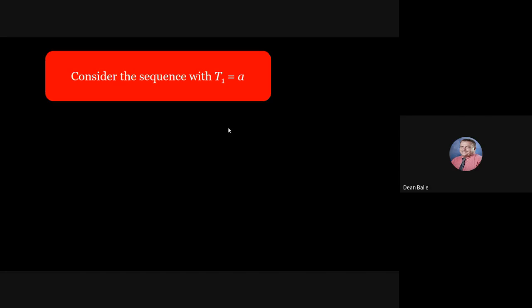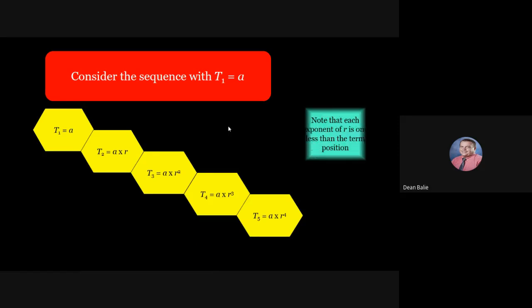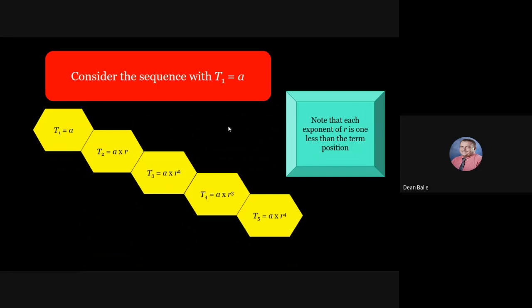Okay, so if we consider the sequence with term 1 being A again, okay, term 1 is A, term 2 will be A times R, by definition of geometric sequence. Term 3 would be A times R squared because of term 2 being multiplied by R again. Okay, term 4 would be AR cubed because now we've taken term 3 and multiplied it by R. All right, and term 5 is AR to the power of 4, again, by multiplying term 4 by R. Now, hopefully we were able to pick up that each exponent of R is now one less than the term position. So like in arithmetic sequences, where the coefficient of D was one less, here the exponent of R is one less than the term position.